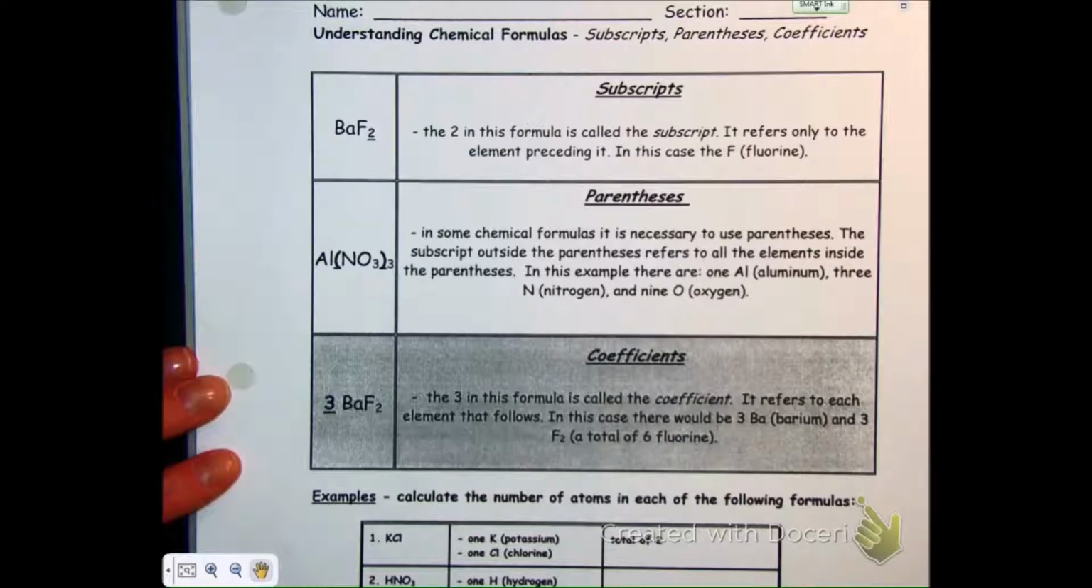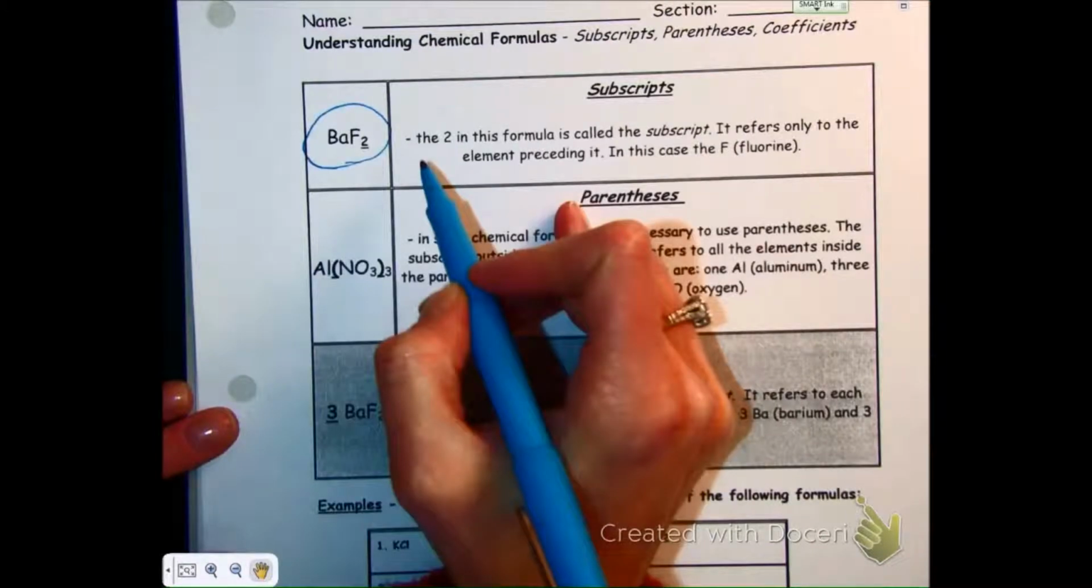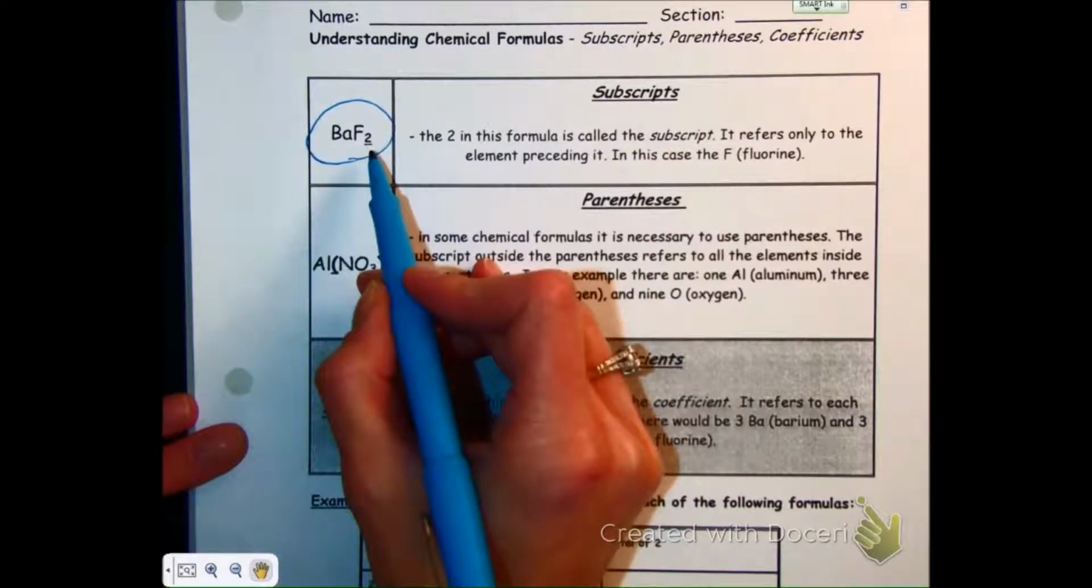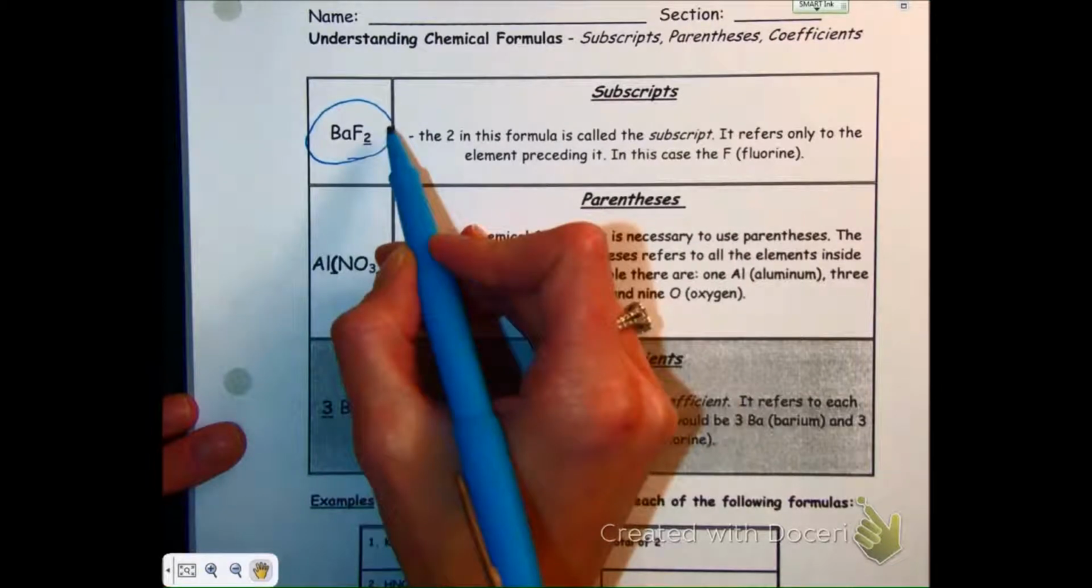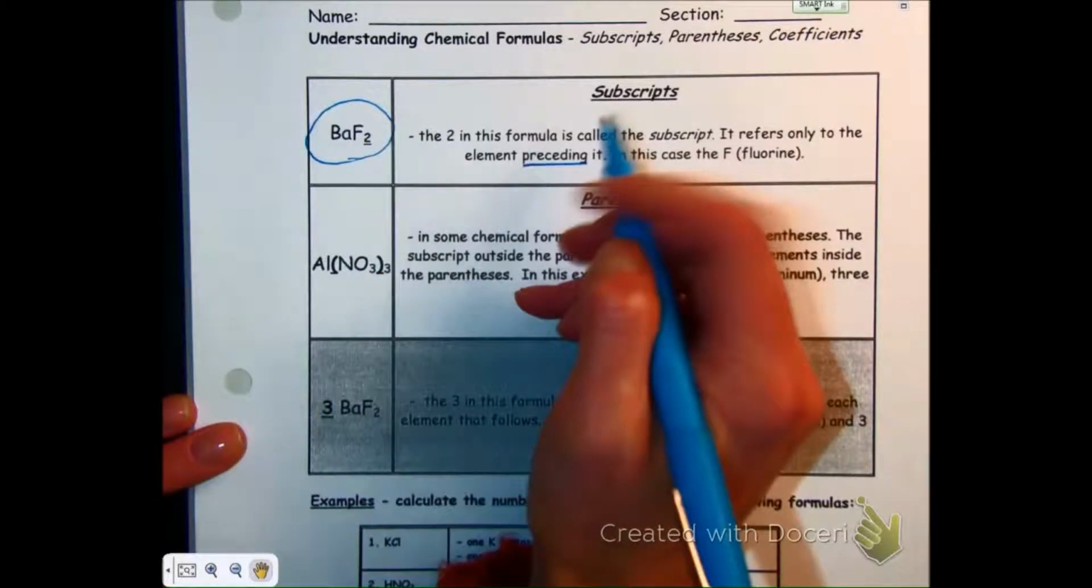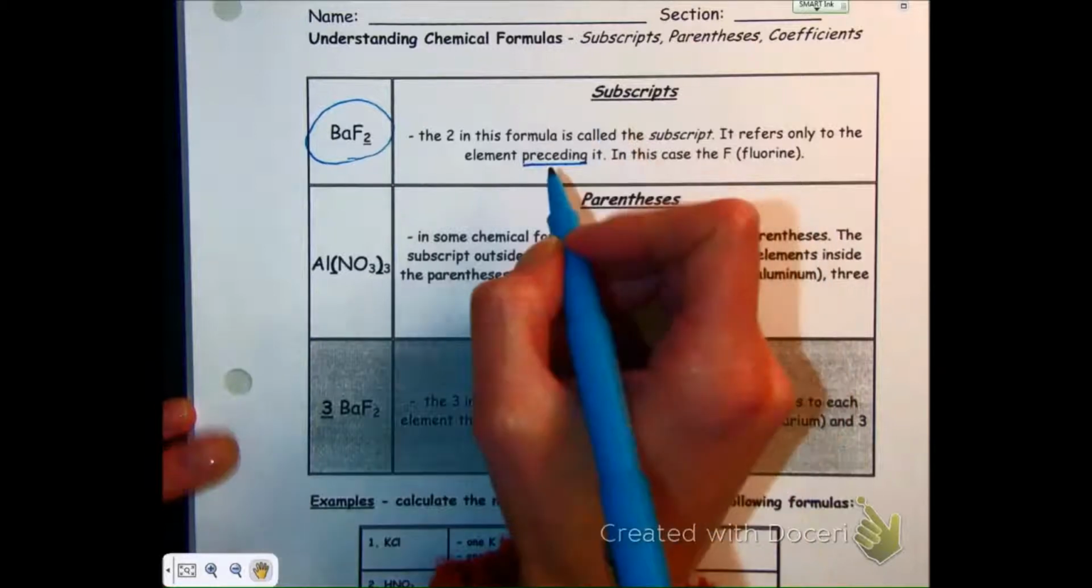The 2 in this example of BaF2 is called the subscript. It only refers to the element preceding it, directly preceding it. Now, that's an important word. What does preceding mean? Blake, what does preceding mean? Coming after? No, coming before. Yeah. Good. Coming before. Pre meaning before. So what that shows is the subscript applies to the element coming directly before it. And if you want to, you could even write before there.